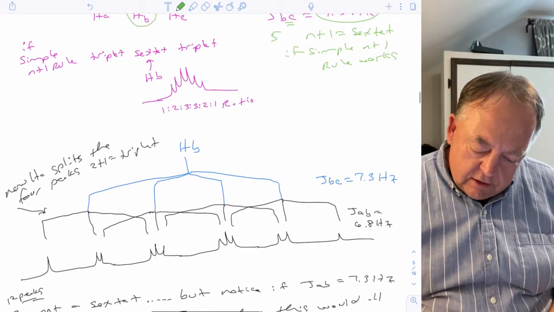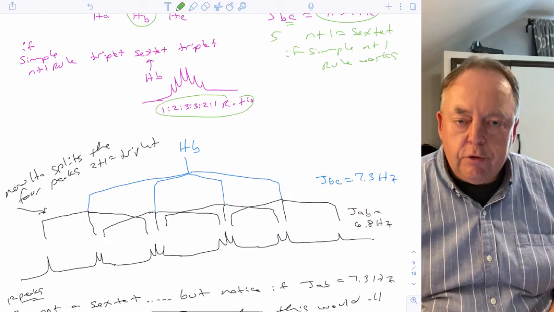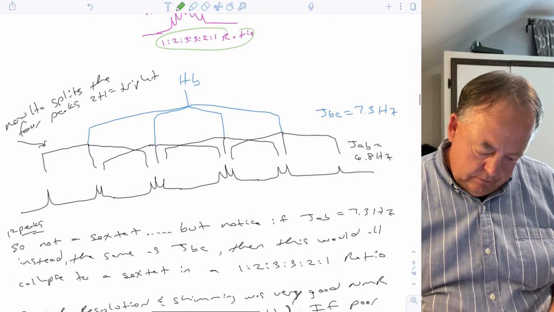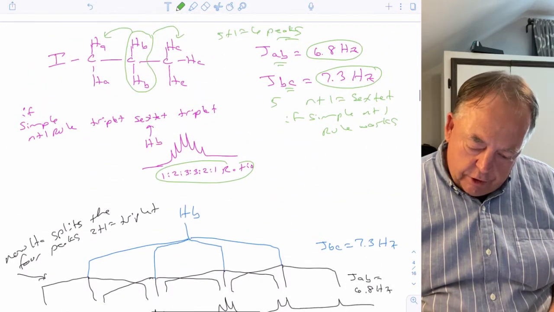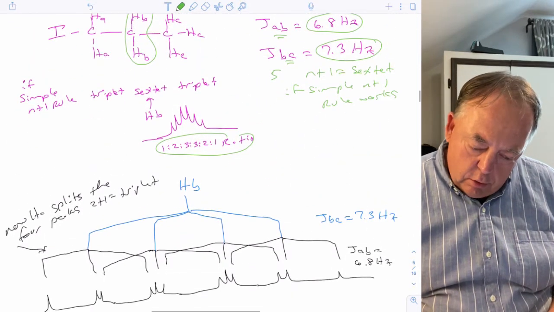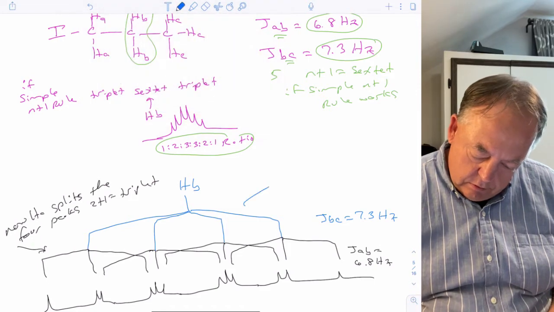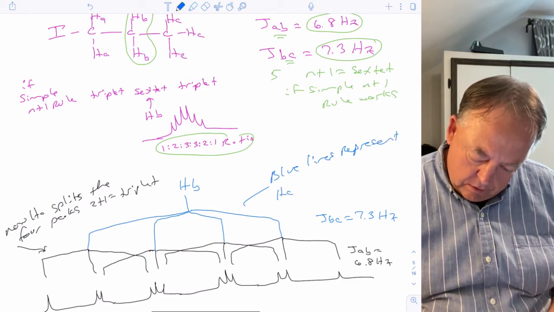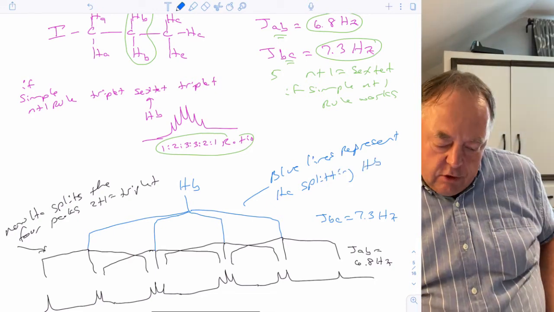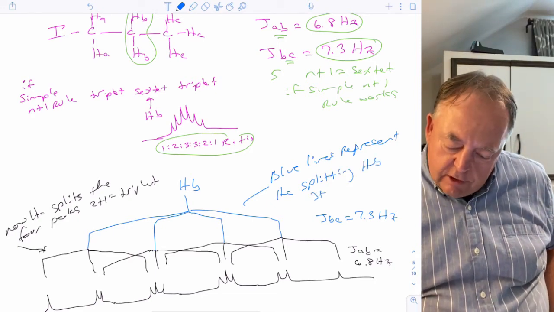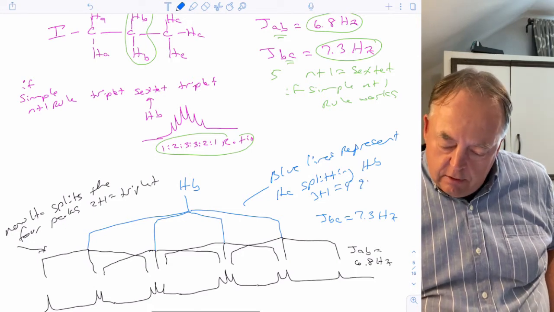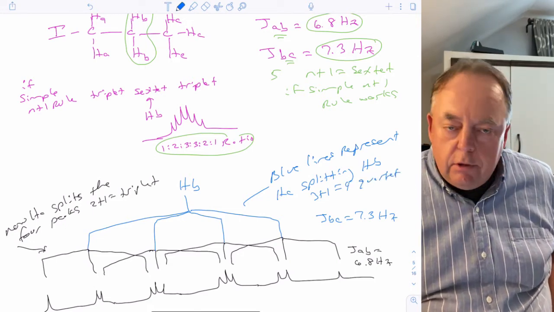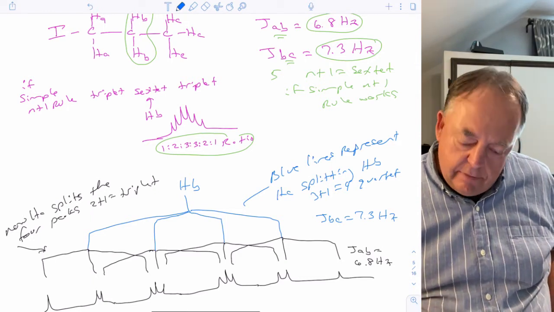Okay, if it was a sextet, you would get a 1 to 2 to 3 to 3 to 2 to 1 ratio. So you're going to do the biggest coupling first. So blue. The blue lines represent HC. There's 3 of them, plus 1, 4 peaks, so quartet. So HC would split HB into a quartet, so we have 4 lines coming off.